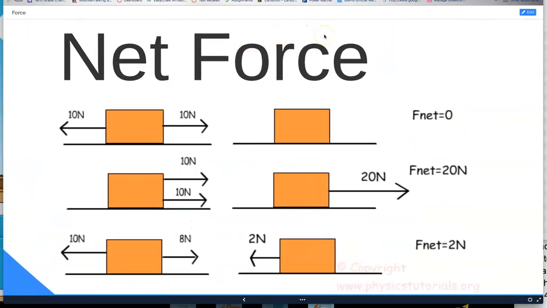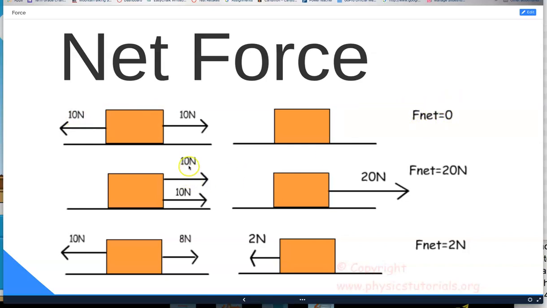Okay, now when we have multiple forces working, we talk about something called a net force, which just means we add up all the forces. And we have to worry about the direction. So right here, on this top one, you see 10 newtons to the right, 10 newtons to the left. So what we would say is that it is 10 newtons here in the positive direction, plus 10 newtons in the negative direction. So we have 10 newtons plus a negative 10 newtons. That's a net force of 0.